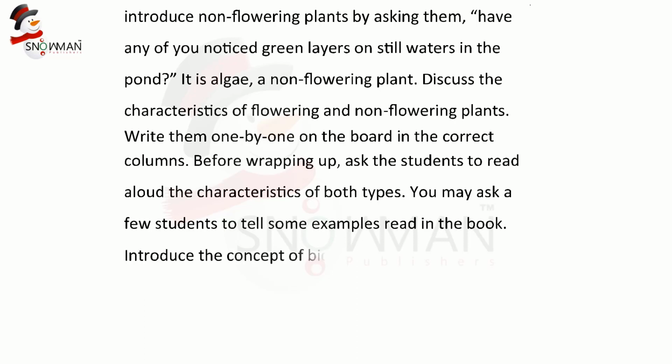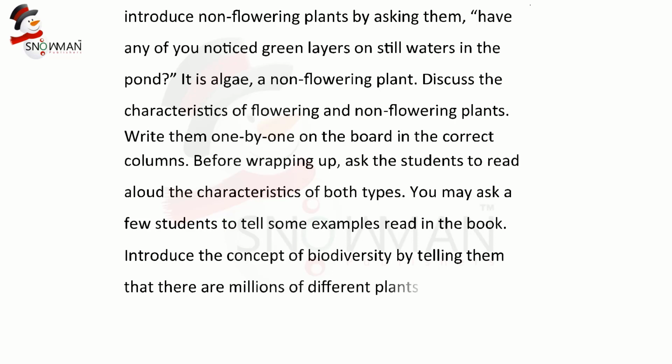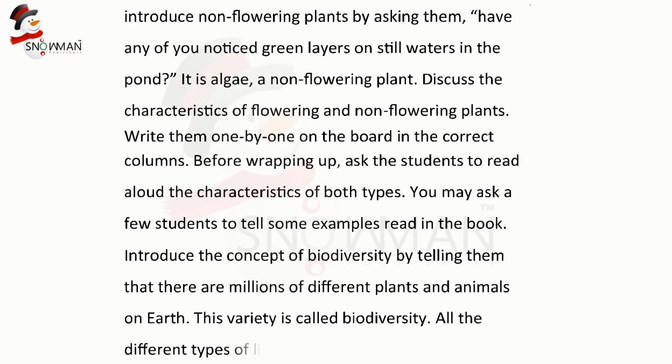Introduce the concept of biodiversity by telling them that there are millions of different plants and animals on Earth. This variety is called biodiversity. All the different types of living things help each other in their survival.